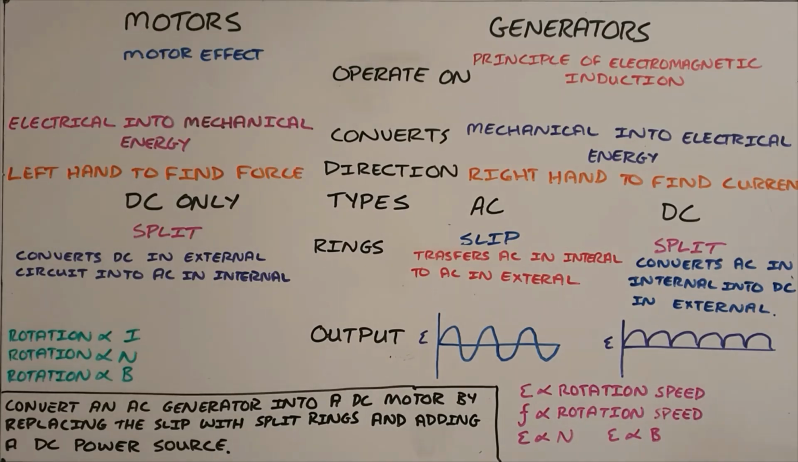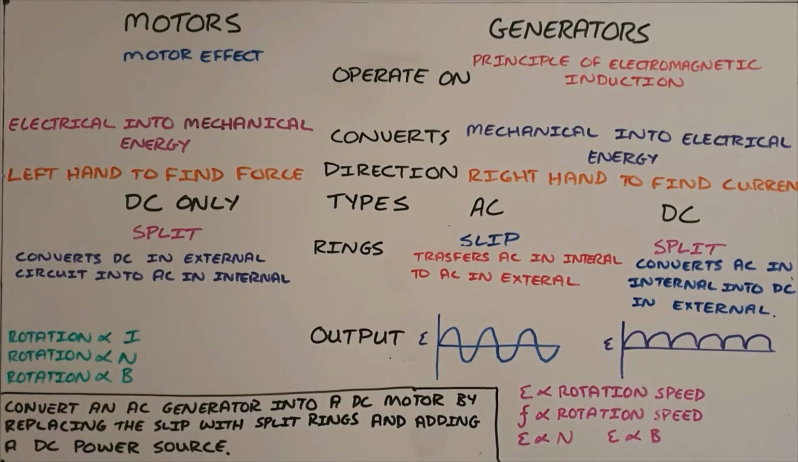In the motor, it converts direct current in the external circuit into alternating current in the internal circuit, that being the coil in the magnetic field. And in the DC generator, the split ring converts alternating current in the internal circuit in the coil into direct current in the external circuit. Whereas in an AC generator, we use slip rings, which transfer the alternating current in the internal circuit into alternating current in the external circuit.